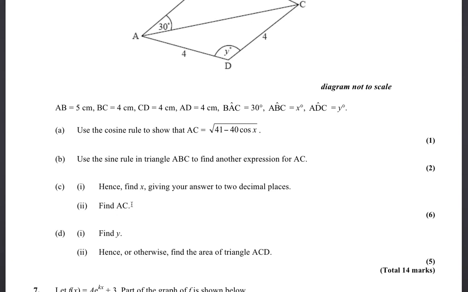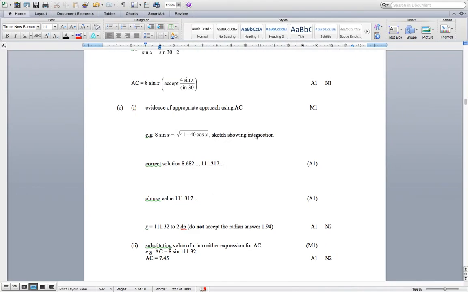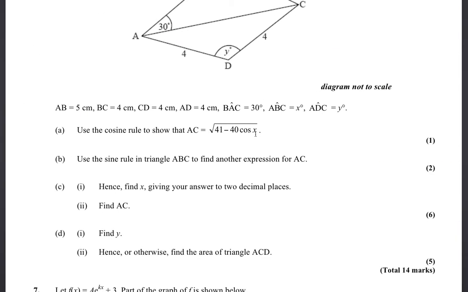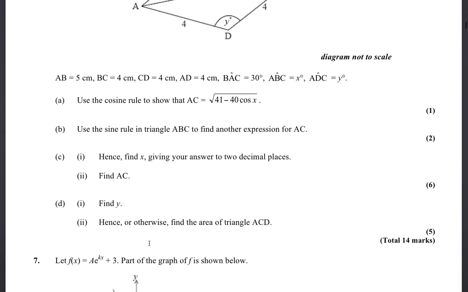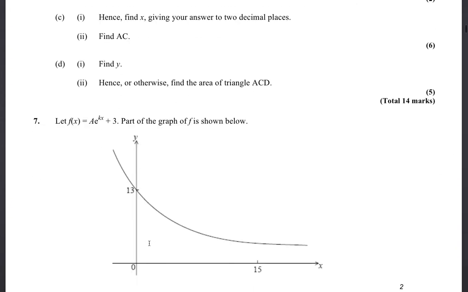Find AC. Now that is very simple. So whatever value found for x, that is 111.31. Yeah, you substitute for it in 8 sin x, so you'll get the value of AC. And I'm not going to solve D part, that is quite simple. So let us look at the 7th problem now.